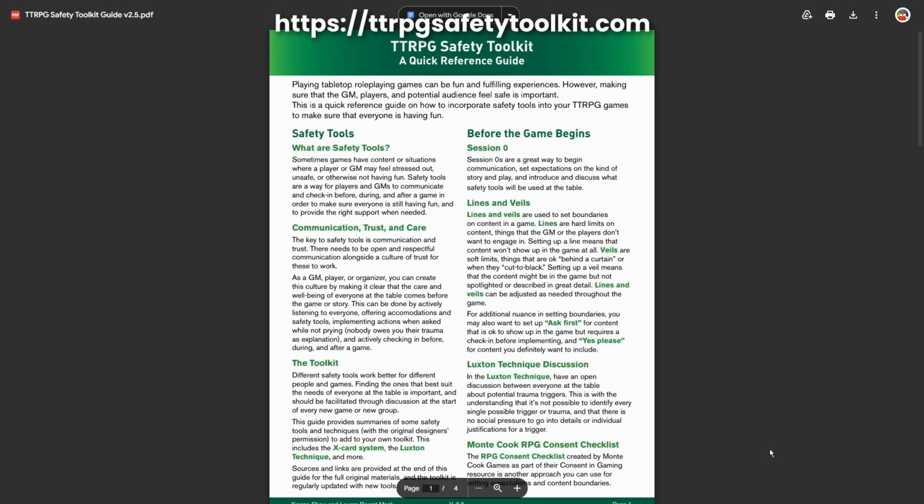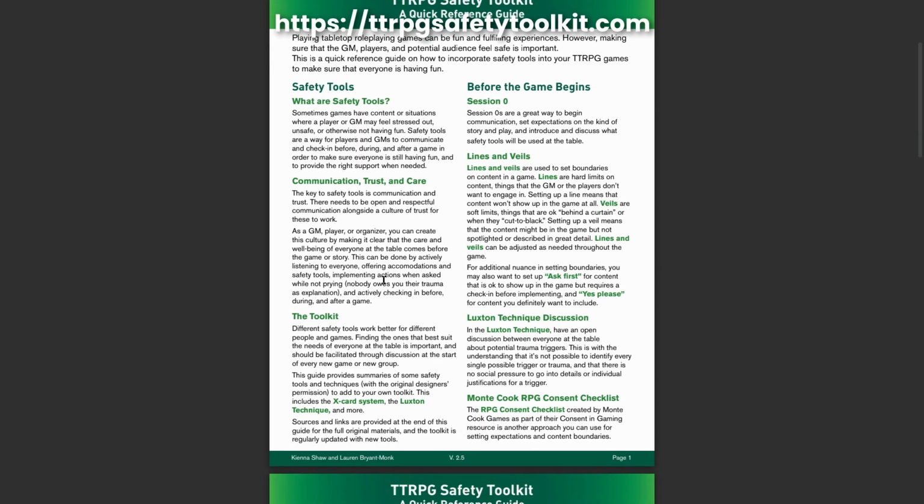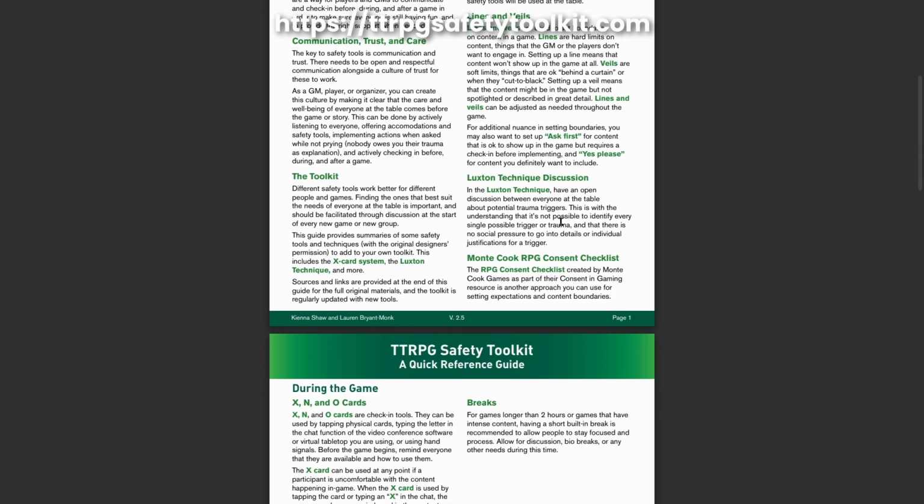So on that website, you can go ahead and get a 4-page PDF that covers safety tools and why you might want to use them, why you might want to communicate them, all the things that are available in the kit, as well as maybe how you would introduce it, how you would talk about it with your table, introducing it at your session 0, what lines and veils are, which is in the Pathfinder books, the Luxton technique, which is basically having an open discussion between everyone at the table about whatever triggers there might be.